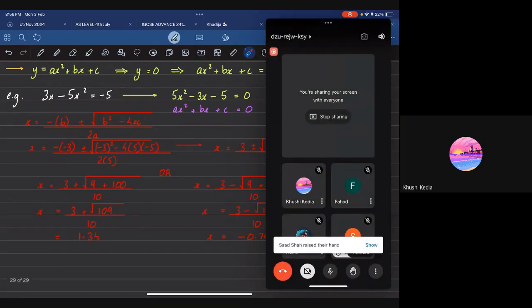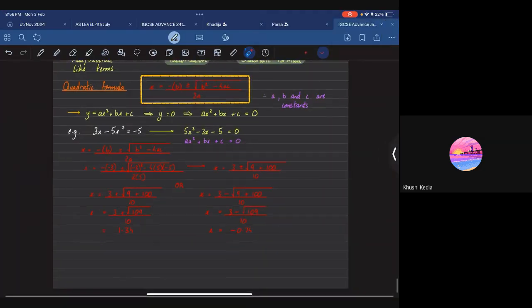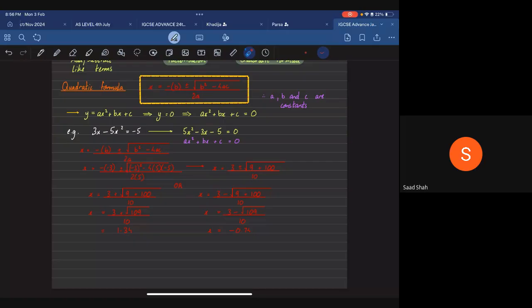Yes. Saad, what's up? Sir, do we need to simplify further after we get an unsimplified square root, or can we leave it at that? Paper 4, simplify. Paper 2, don't. Paper 2, you cannot. In paper 2, you cannot simplify further.